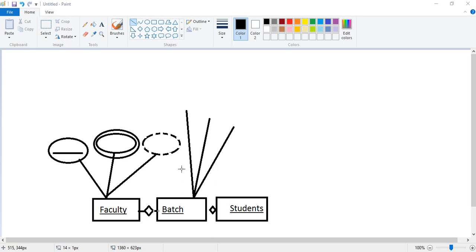So that's all for today. I hope you have learned how to think, how to analyze the database, how to analyze the situation, how to identify the columns, how to identify the tables, and how to identify the relationships between every table.